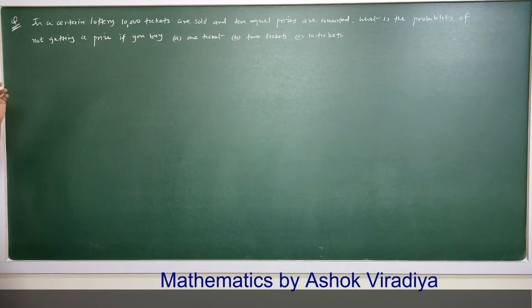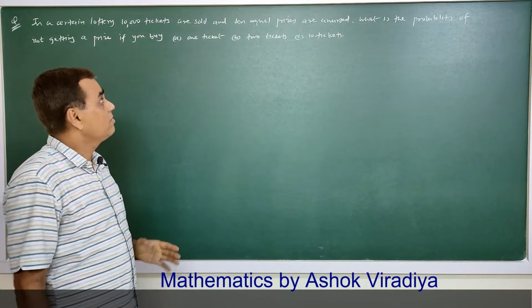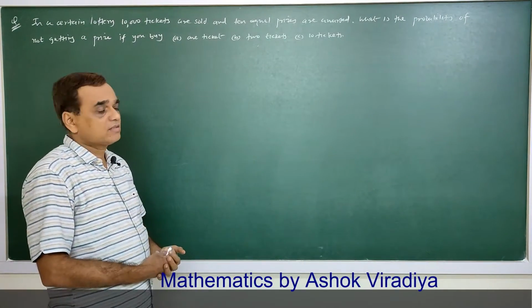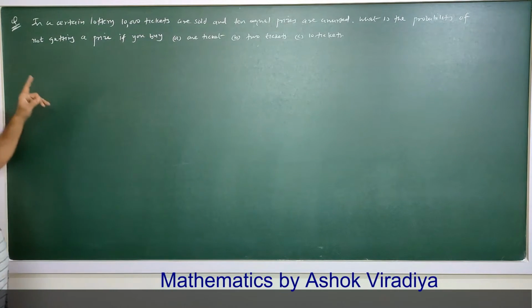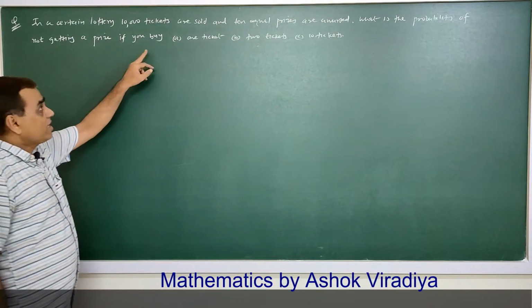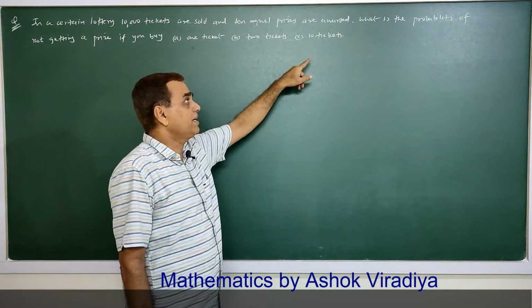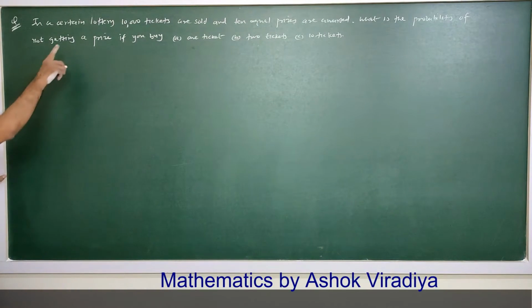In a certain lottery, 10,000 tickets are sold and 10 equal prizes are awarded. What is the probability of not getting a prize if you buy 1 ticket, 2 tickets or 10 tickets? Say here the total number of tickets.